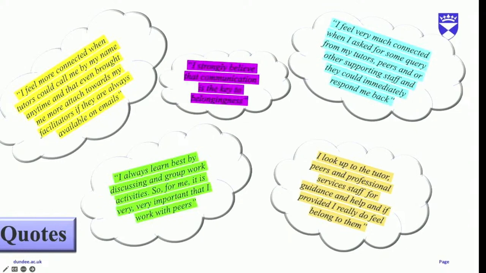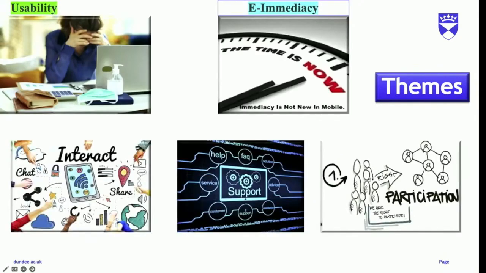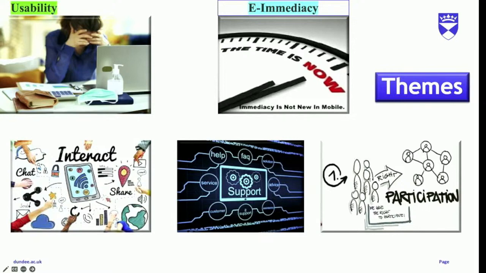So altogether, from this course I extracted 5 themes: usability, e-immediacy, interaction, support, and participation. In usability, the participants felt that if their internet is not working, or if they are very new to the internet or the use of laptops or computers, they do not feel they belong. So this comes under usability: if they are not comfortable with the learning management environment or the virtual setting, that comes under the usability theme.